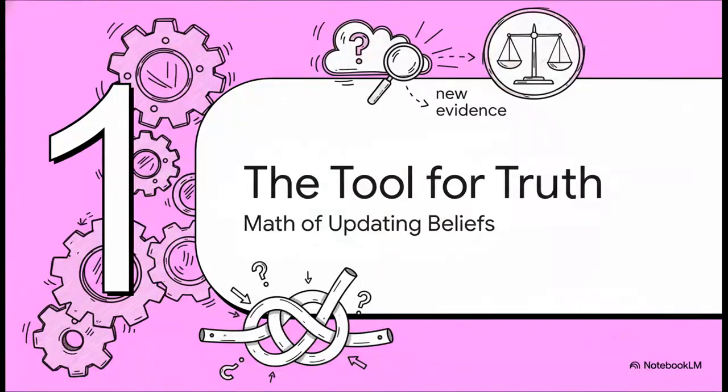So, how do we make sense of this? How do we untangle this puzzle? Well, we need a tool for the job, and that tool is called Bayes' Theorem. You can think of it as a formal, logical way to update our beliefs when we get new information.